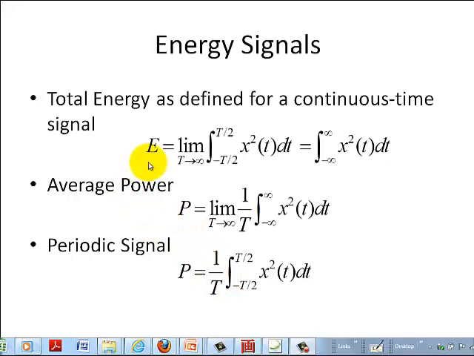Again, the power signal can't be used here to define energy, and so therefore they're mutually exclusive. A signal can't be both an energy and a power signal.